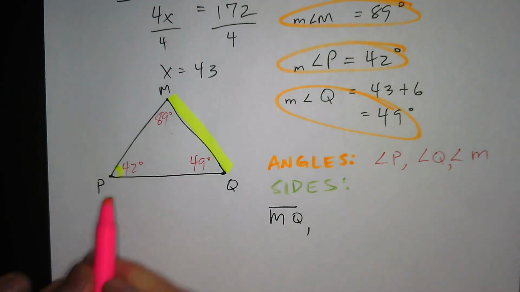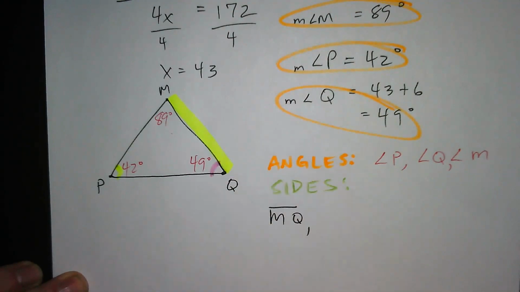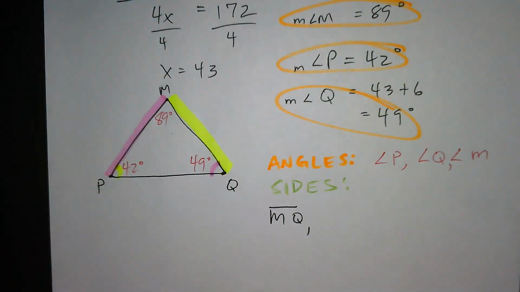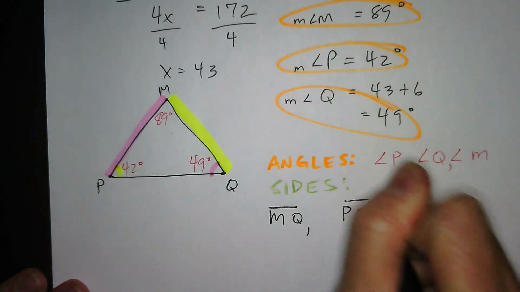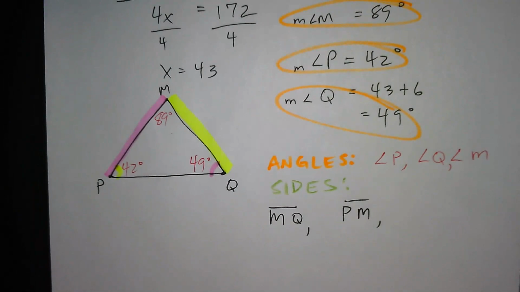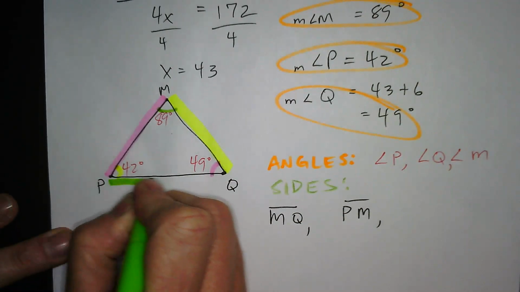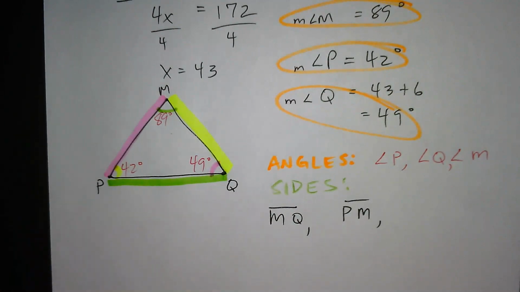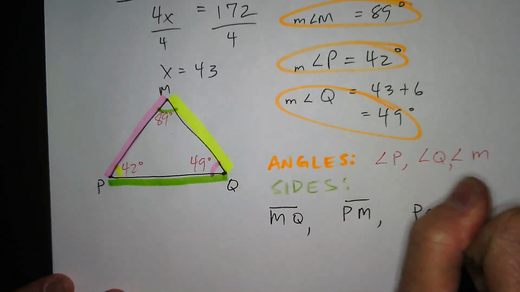Let's do the next one. So 42 is the smallest angle. It was angle P, right? My next one is Q. That's this angle right here. Across is this side. So my next side is going to be PM. And then my last one is my biggest angle. That's here at 89. I go directly across the triangle. So the sizes are all matched across through the triangle. Largest angle, 89 degrees. The longest side, PQ.